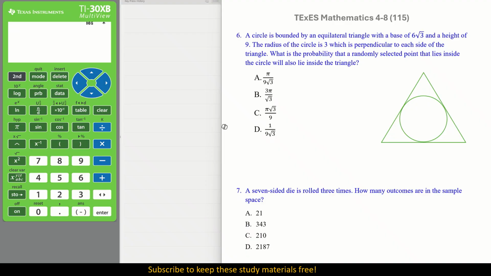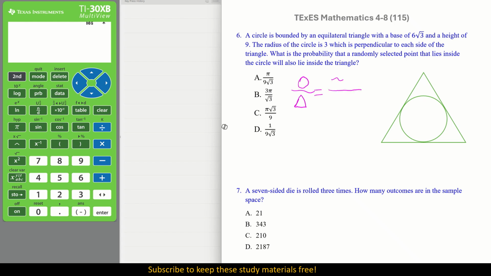Number 6: a circle is bounded by an equilateral triangle with a base of 6 square roots of 3 and a height of 9. The radius of the circle is 3, which is perpendicular to each side of the triangle. What is the probability that a randomly selected point that lies inside the circle will also lie inside the triangle? Okay, this is a part over total in disguise. What's the part? The circle, and the total is our triangle.